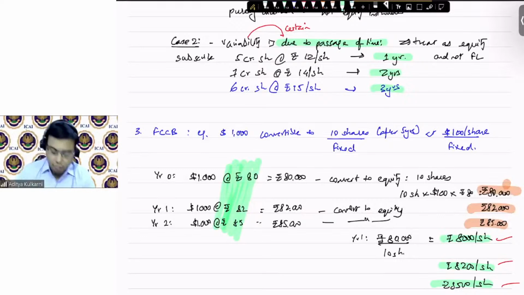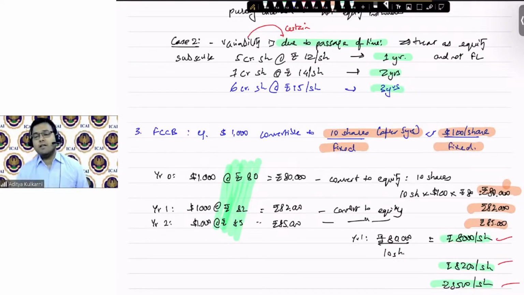But if you look at the original terms of the contract, it is convertible to 10 shares at $100 per share. So is the number of shares fixed? Answer is yes. Is the rate per share fixed? Answer is again fixed, yes. So therefore, I have a fixed number. I have a fixed price. But that fixed price is denominated in foreign currency. Sir, why foreign currency? It is a foreign currency convertible bond.